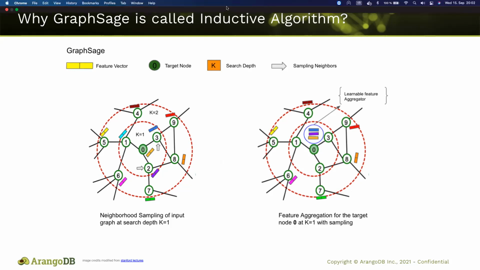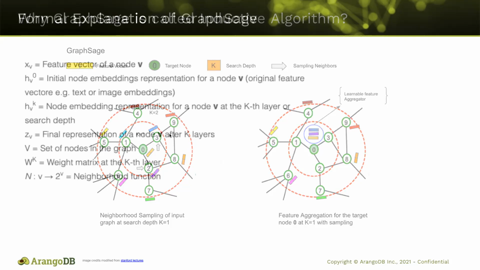Let's see the question. Okay, so that's a good question. How do you know which differentiable function to use as an aggregator? This is basically a hyperparameter. The user decides which aggregator function to use, and depending upon the use case, we can experiment with different aggregator functions. I hope this answers your question.